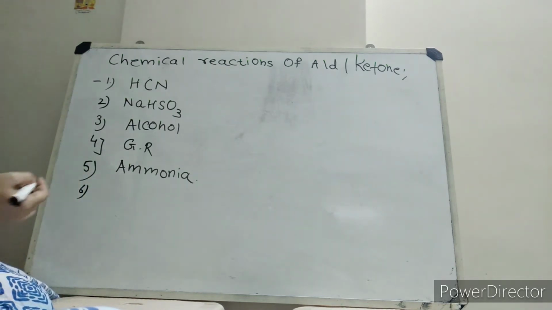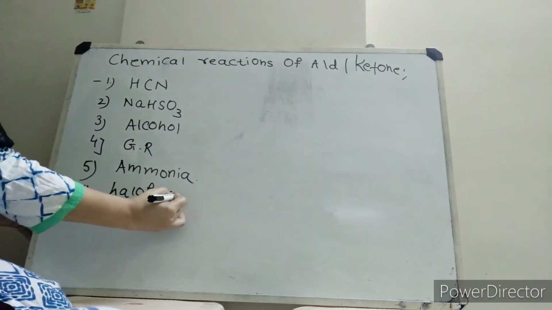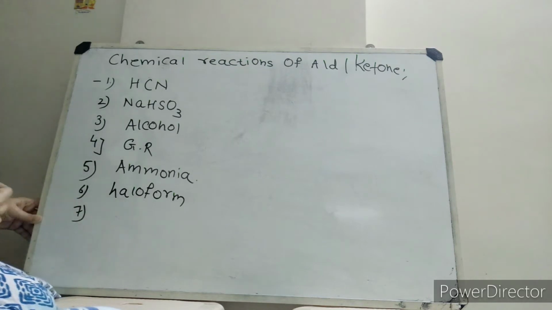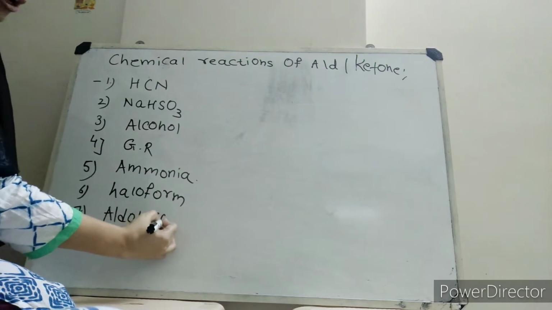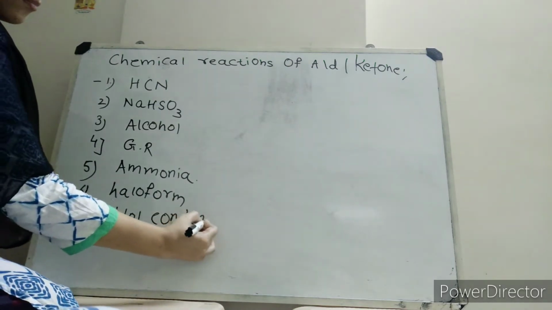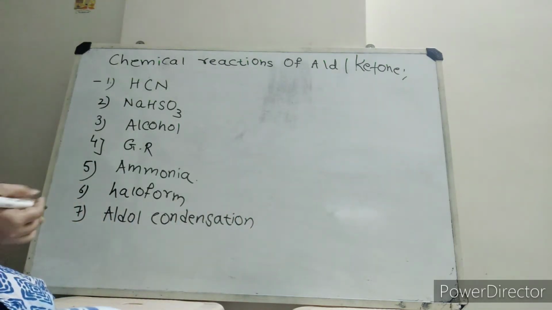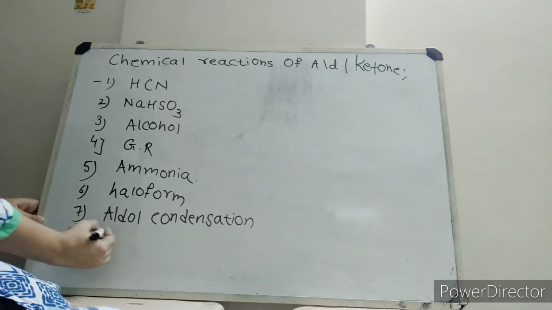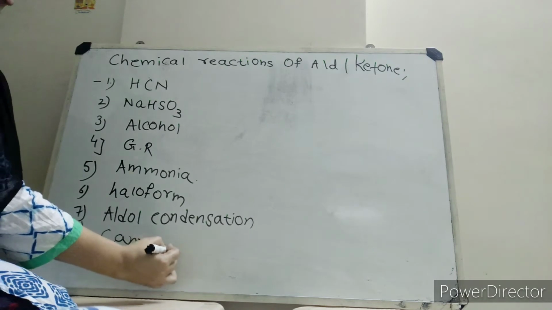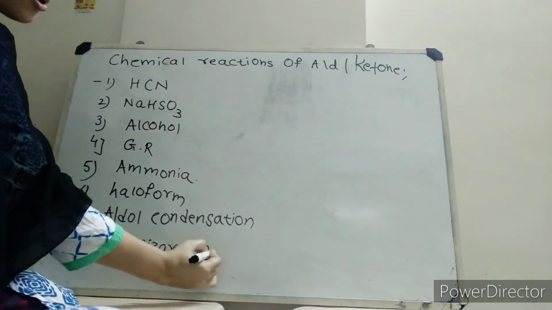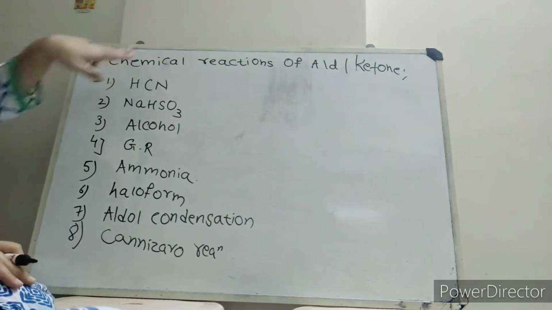Sixth chemical reaction is the haloform. Seventh is very important, the aldol condensation reaction. And the eighth one is the Cannizzaro-Rose reaction. So in this way there are the total 8 chemical reactions of aldehyde and ketone.